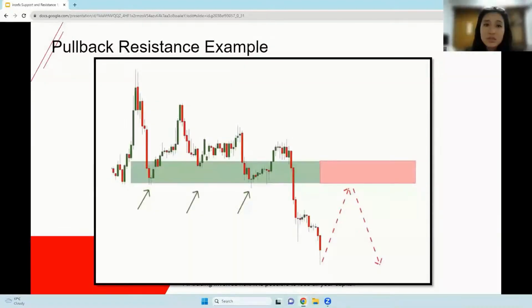Another example. In this case, we have a pullback resistance. In the beginning, we have three swing lows that line up nicely. Swing lows we would think of as support. Now that price has broken out of the support level, it's then a pullback resistance instead. So for the pullback resistance, we're expecting it to retrace back to that level.